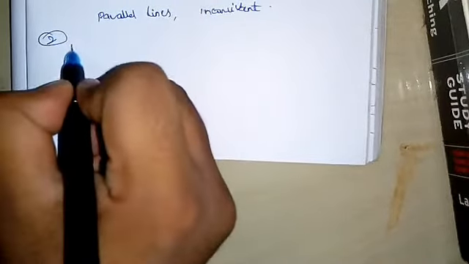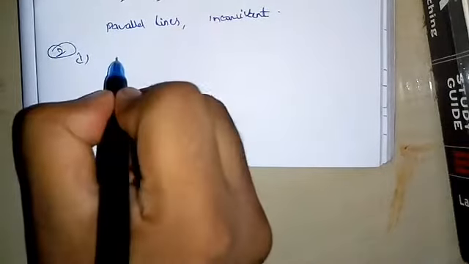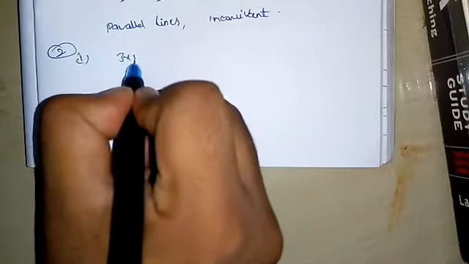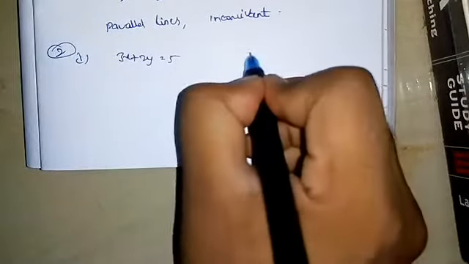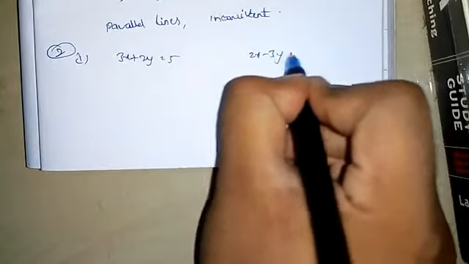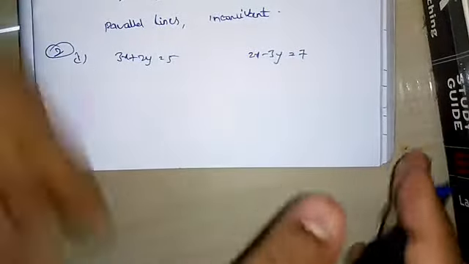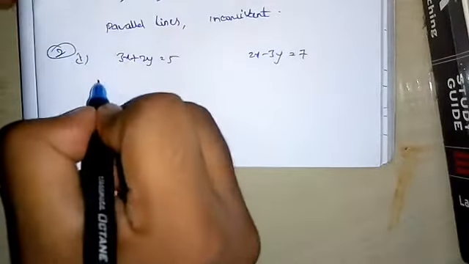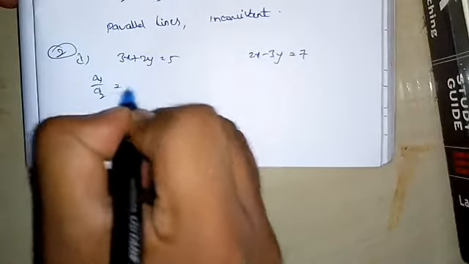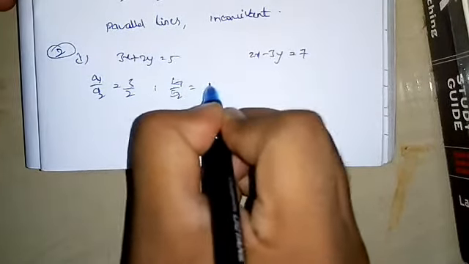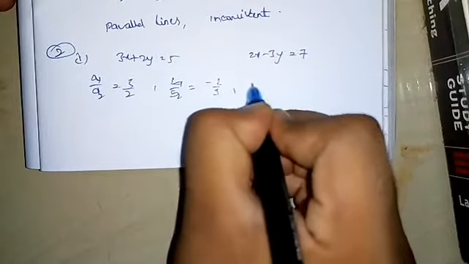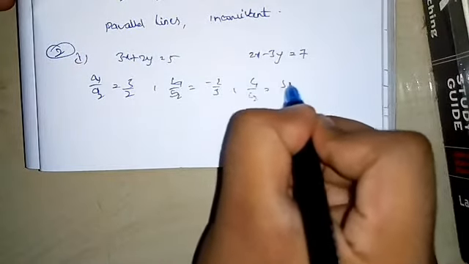Next, second bit, first one. Check whether the following equations are consistent or inconsistent. Solve them graphically. First is 3x plus 2y is equal to 5, 2x minus 3y is equal to 7. So now a1 by a2 is equal to 3 by 2. b1 by b2 is equal to minus 2 by 3. c1 by c2 is equal to 5 by 7.